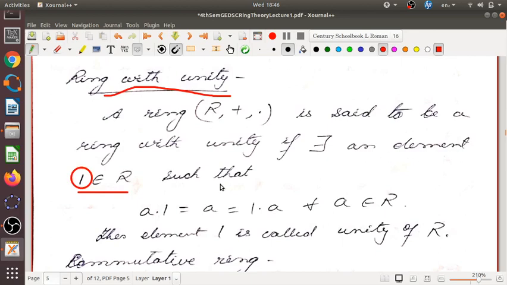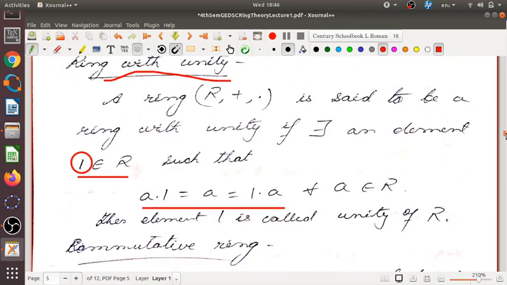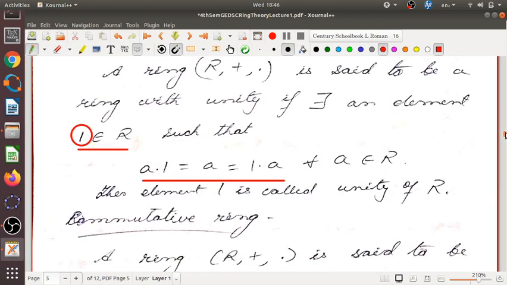So if there exists an element 1 inside R which satisfies A multiplied with 1 equal to A equal to 1 multiplied with A, for every A in R, then 1 is called the unity of R.